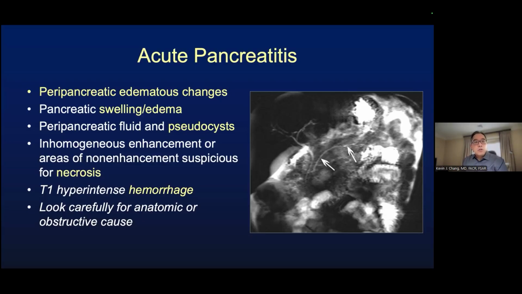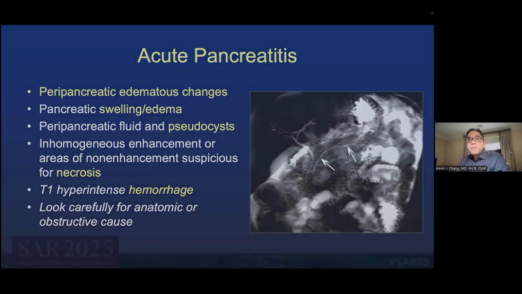You can also look for evidence of necrosis in the form of either inhomogeneous enhancement or areas of non-enhancement. And then what MR is particularly good at detecting is the presence of hemorrhage. So hemorrhage is going to look T1 hyperintense even prior to contrast administration. And MRI is also going to be a good way to look for other alternative causes other than gallstones for a pancreatitis, whether that's an anatomic or an obstructive cause.